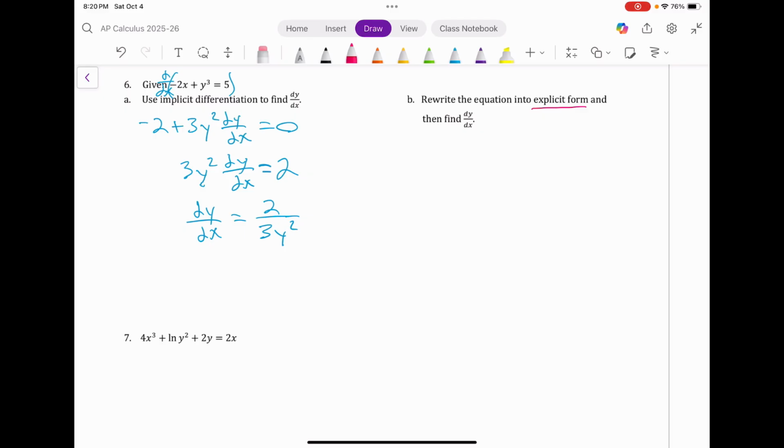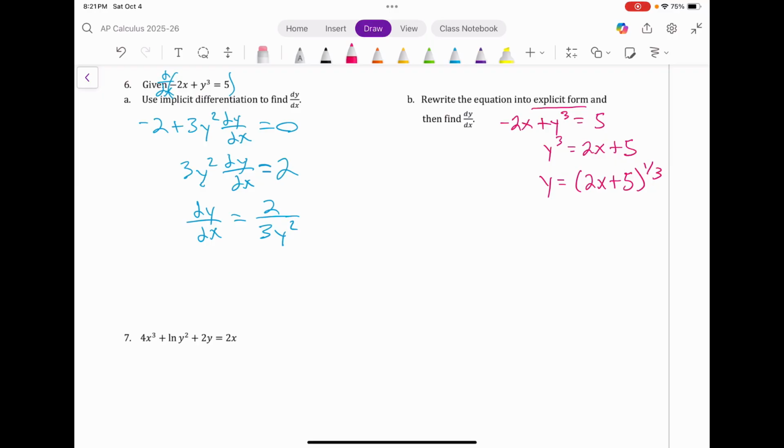Okay, so now we're going to rewrite the equation in explicit form. Okay, so I'm just going to rewrite what we have. So at the beginning we have negative 2x plus y cubed equals 5. Okay, so we add 2x to both sides because we're trying to get it into explicit form where y is isolated. Okay, so we can take the cube root of both sides here, or we could raise both sides to the 1/3. I'll just raise both sides to the 1/3. All right, no need for plus or minus since it's an odd root.